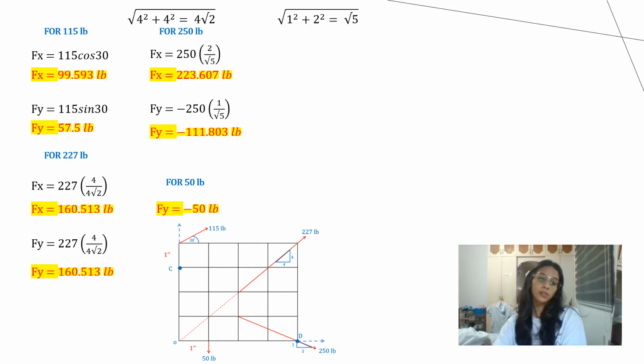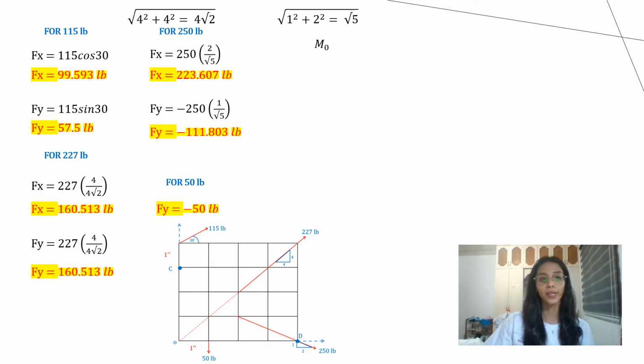For 50 pounds, since there is no distance or slope, it remains as is. Our Fy is negative 50 pounds since it is only pointing along the y-axis. It is negative because it is pointing downwards.